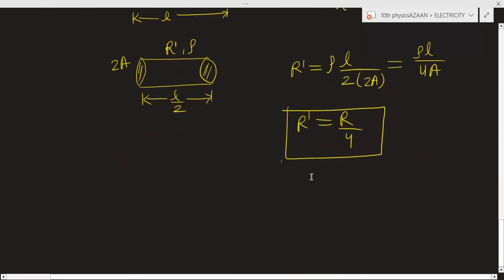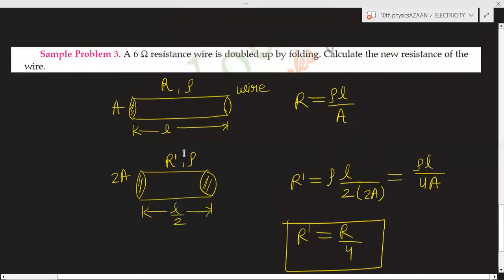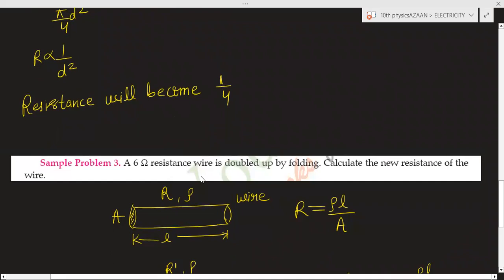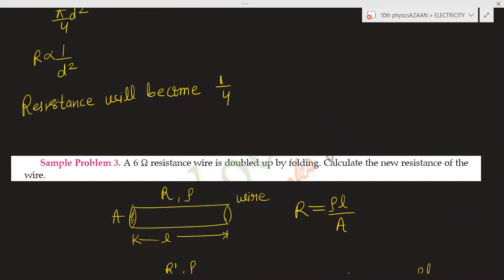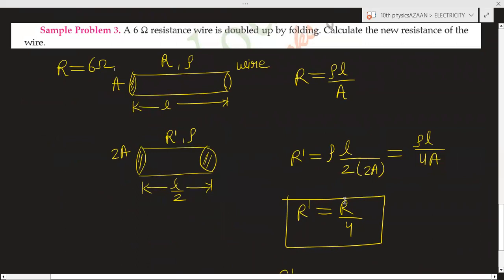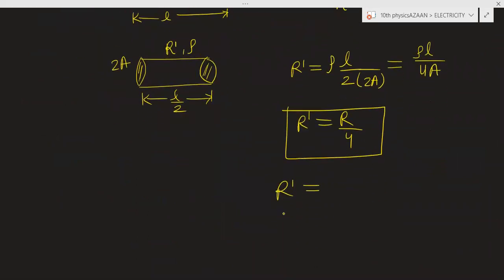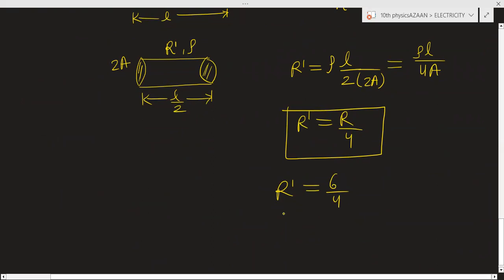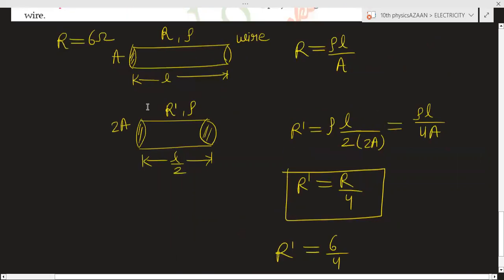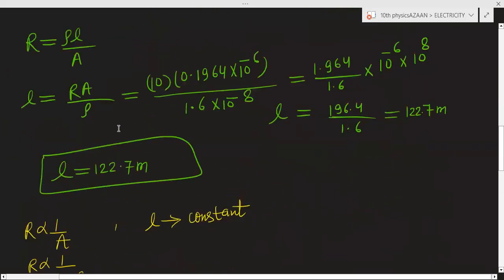So what is the initial resistance? They are asking for the final resistance. A wire has a 6 ohm resistance. So the resistance of this wire, this R here, is 6 ohm. You can find the resistance of this wire, that will be R by 4, that is 6 by 4. 6 by 4 means 3 by 2, which means 1.5. So 1.5 ohm will be the final answer.